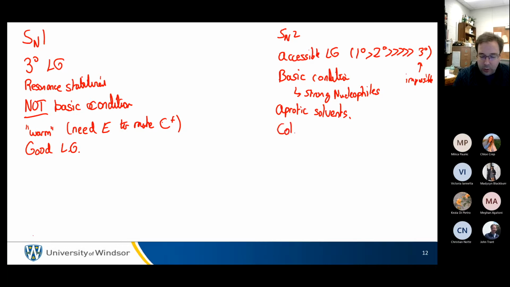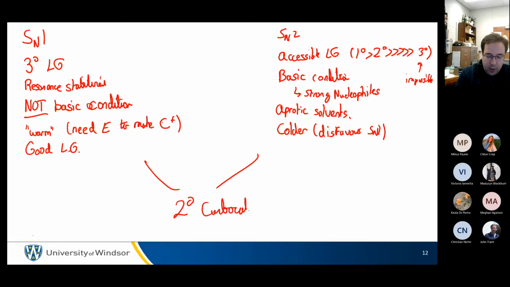And then often colder because it disfavors SN1. Not because it favors SN2. Hotter is always better for every reaction, but the SN1 will get better faster as you get hotter than the SN2 will. So the SN1 will become competitive as you get hot, whereas an SN2 wouldn't. When I'm comparing these two, they meet at secondary carbocations. So secondary carbocations, no resonance. That's when you run into these two mechanisms, bumping heads.